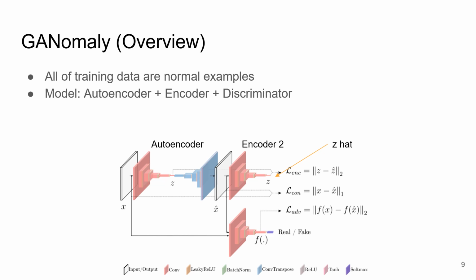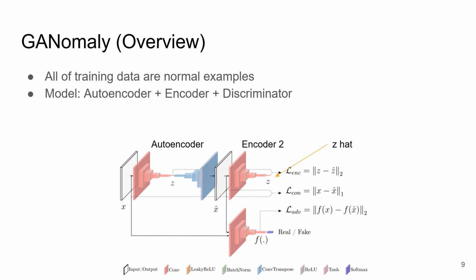Okay, here comes our first anomaly detection algorithm, Anomaly, and Anomaly combines autoencoder and GAN. In their problem setting, all of the training data are normal examples. So this is a semi-supervised anomaly detection algorithm.